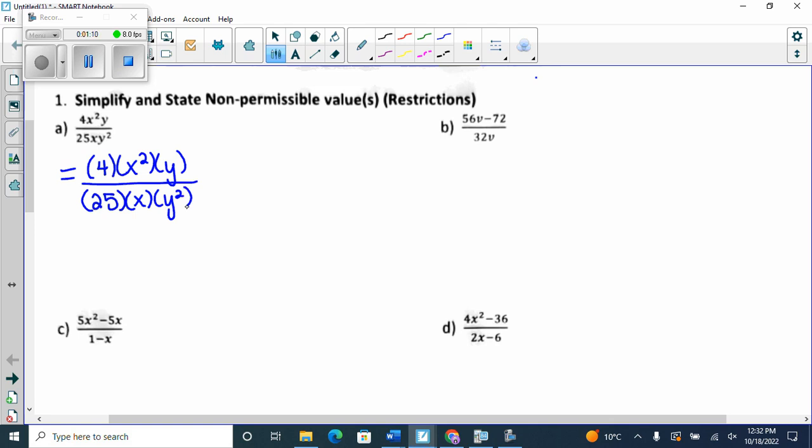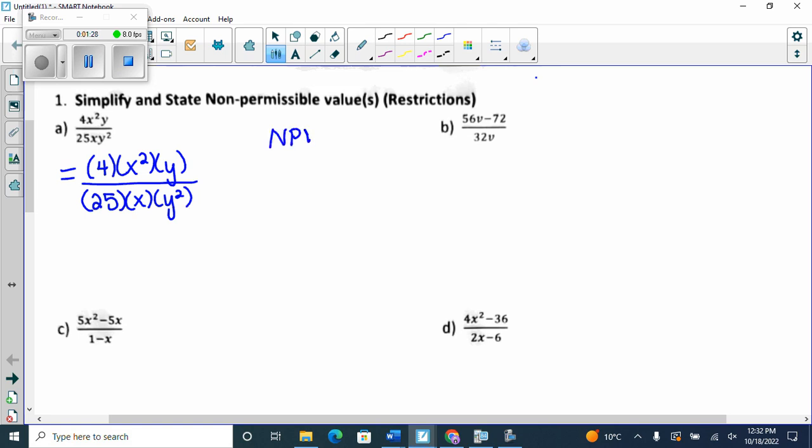Then I say to myself, what are my NPVs? How many brackets do I have in the denominator? I have 3. How many variables? 2. So I have 2 NPVs. It's x and y squared. So they're variables that are just by themselves, right? And variables just by themselves can't equal 0. That's the key for NPVs.